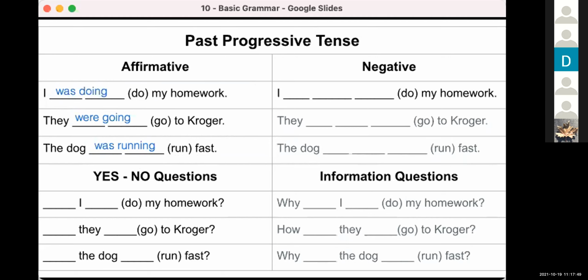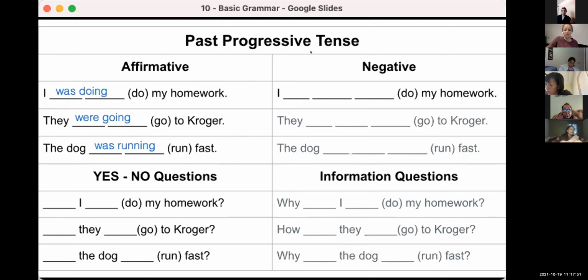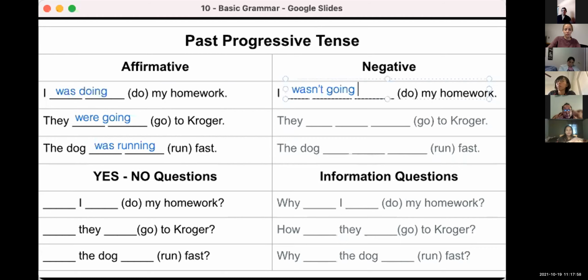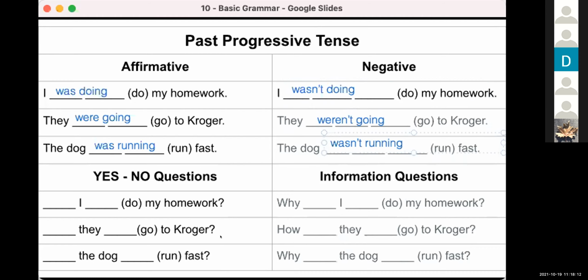All right. Who would like to read their sentences in the negative? I wasn't doing my homework. They weren't going to Kroger. Good. The dog wasn't running. Yes. Perfect. Great job.